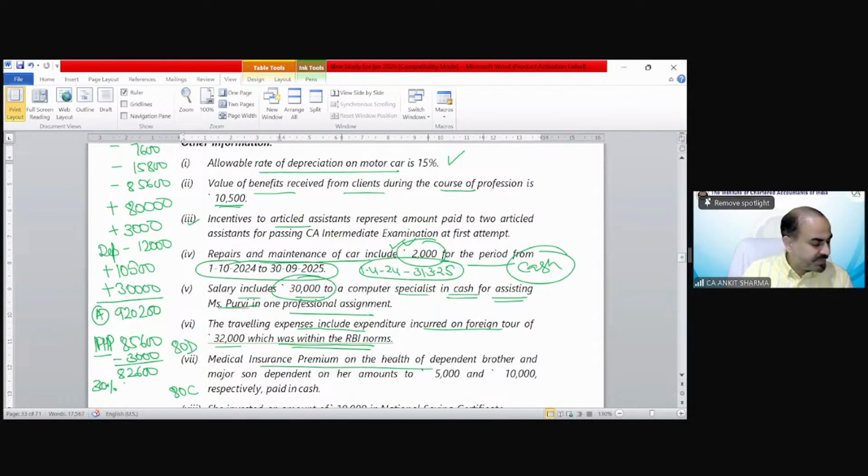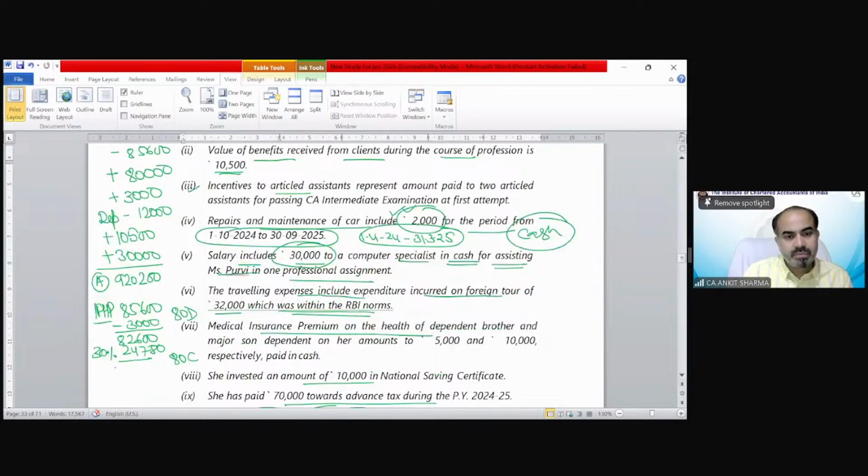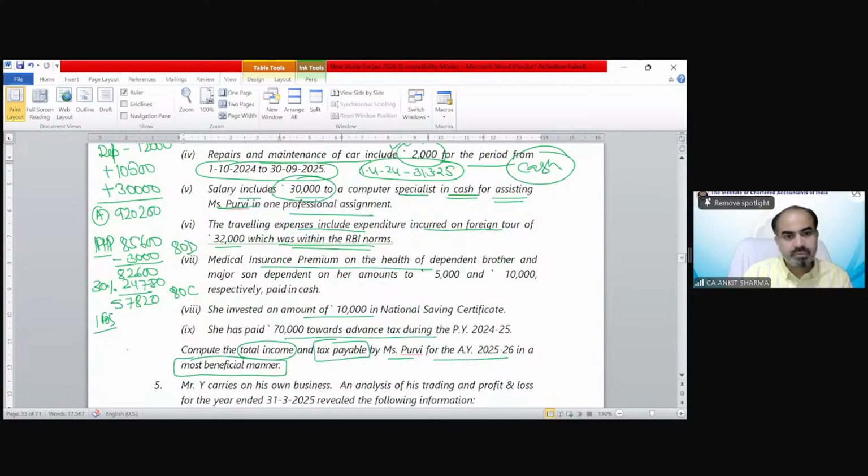30% deduction. 24780. After that, house property income would be 57,820. Income from other source 10,524, 7,600, and 15,800. That would be 3,392.